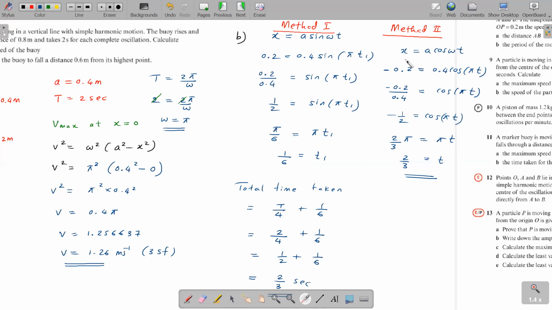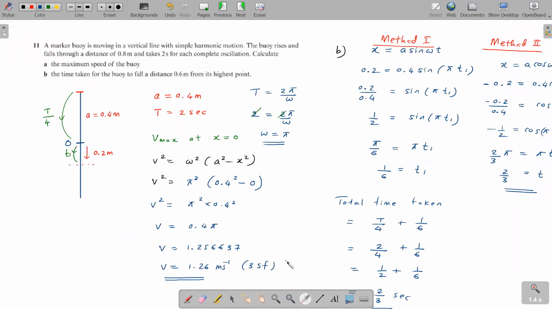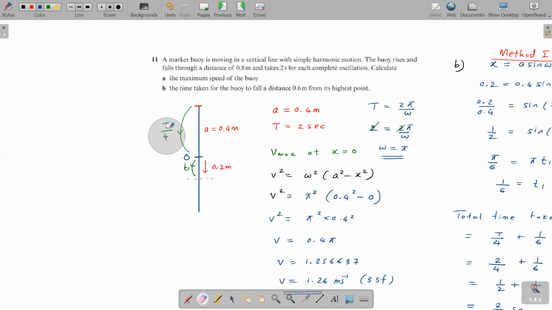Remember, if you're using method 2, it's really important that when you start from the amplitude, you understand when you're using x equal a cos omega t, when to put the minus and when not to put the minus. That is really important. So once again, I'll remind you, just to give you a quick brief. x equal a cos omega t is used only when you start the motion from the end point.